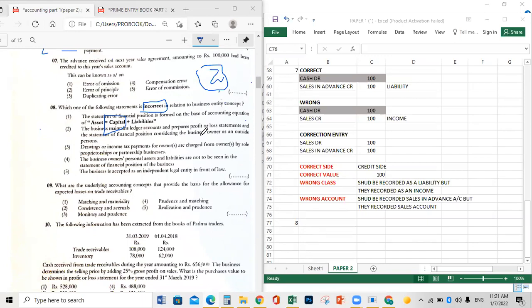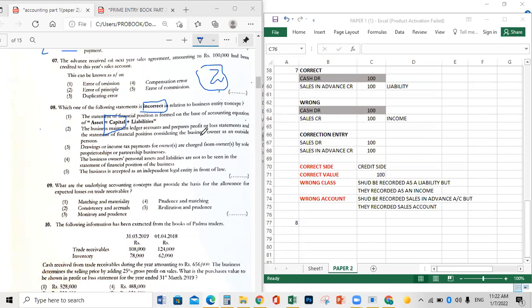Drawings or income tax payment for the owner are charged from the owner by sole proprietors or partnership businesses. So guys, when there are drawings or income tax for the owner, we can't take it as our expense. We can't take it as our expense. It is something related to the owner, guys.